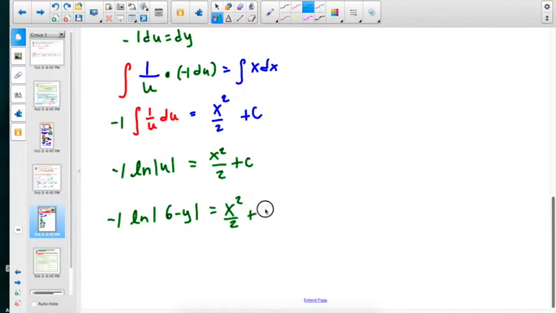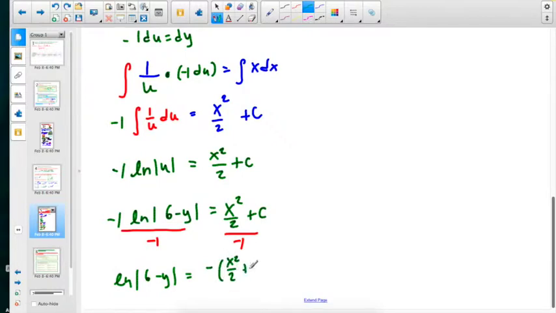equals x squared over 2 plus c. And before we exponentiate this, we need to get rid of this negative 1 out front. So all we're going to do is take care of that algebraically. We're just going to divide by a negative 1 and divide by a negative 1. And then that gets us natural log of the absolute value of 6 minus y equals negative 1 times the quantity x squared over 2 plus c.